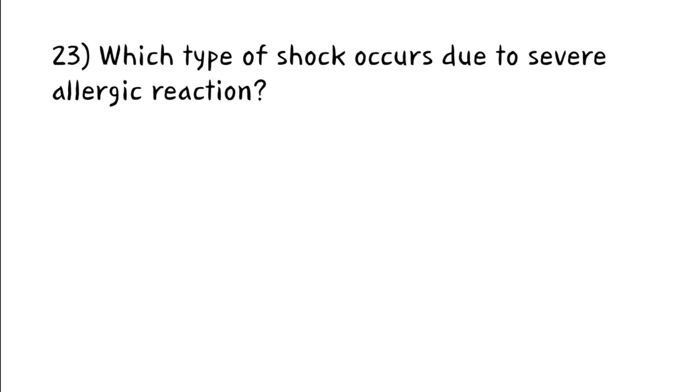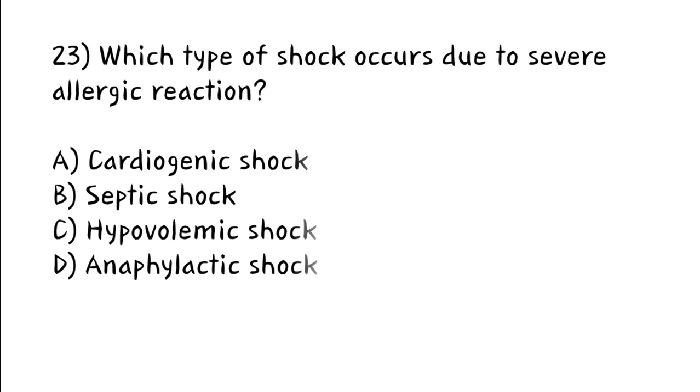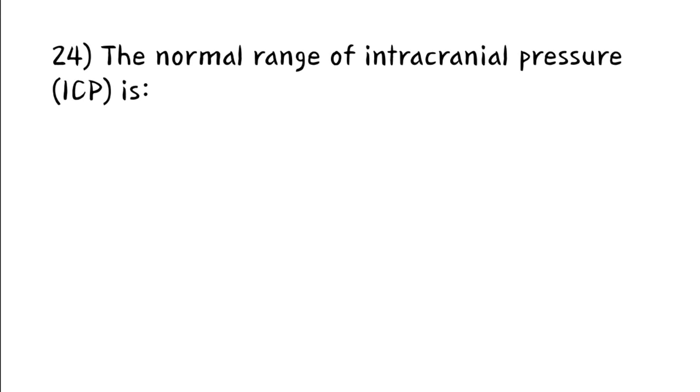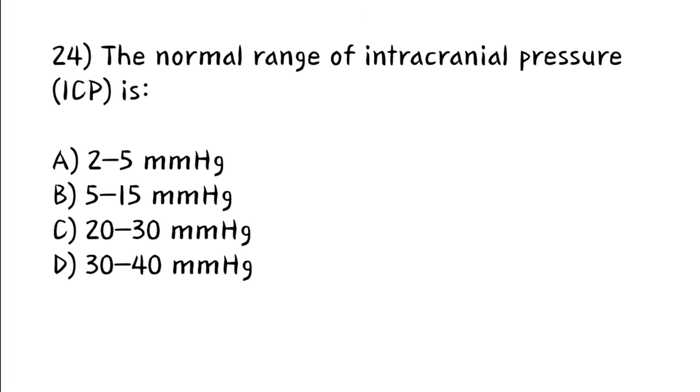Which type of shock occurs due to severe allergic reaction? Cardiogenic shock, septic shock, hypovolemic shock, anaphylactic shock. Correct answer is option D, anaphylactic shock. The normal range of intracranial pressure is 2 to 5, 5 to 15, 20 to 30, 30 to 40. Correct answer is option B, 5 to 15 mmHg.